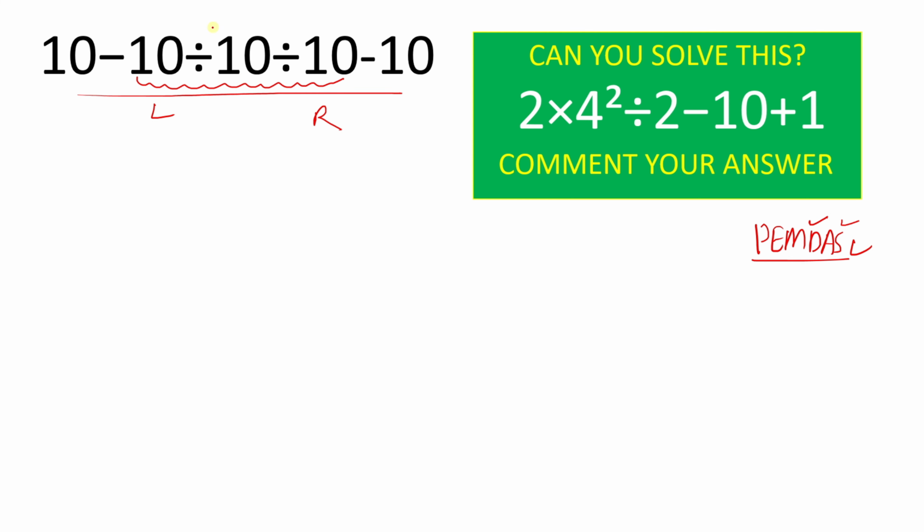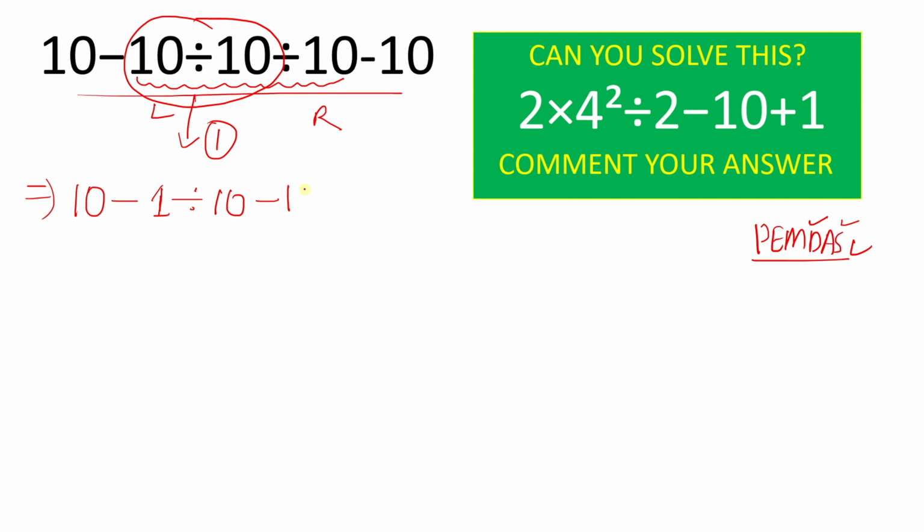Okay, and we have the leftmost division operation, which is 10 divided by 10, and this will give the result 1. So we can rewrite 10 minus 1 divided by 10 minus 10.